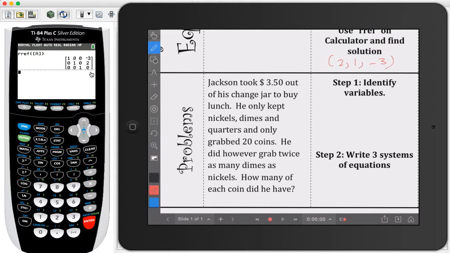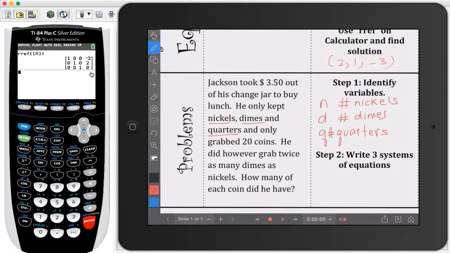Jackson took $3.50, so $3.50 out of his change jar to buy lunch. He only kept nickels, dimes, and quarters. Remember that. So I have N for nickels, D for dimes, and Q for quarters. So always identify. So N stands for number of nickels, D stands for number of dimes, and Q stands for number of quarters. Now always identify your variables.